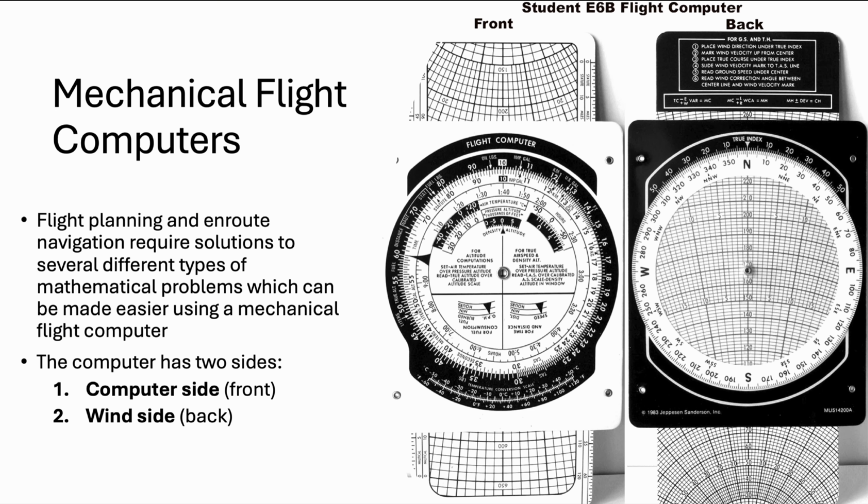So with this flight computer, there's two sides to it. The front side right here is the computer side. We use that to calculate a few different things. And if you flip it over, the back side is called the wind side. So we use this to calculate wind correction as well as ground speed.